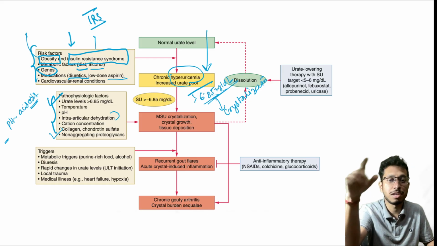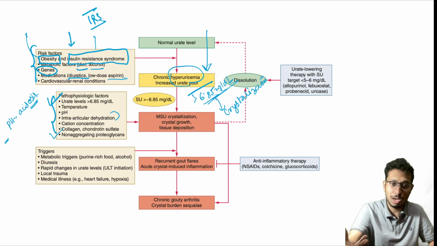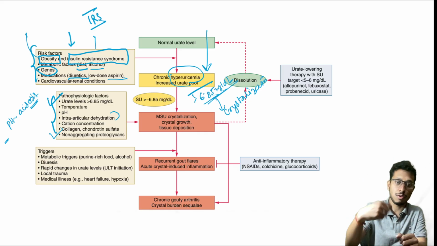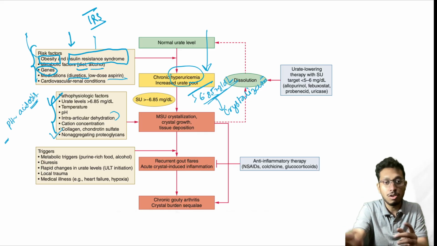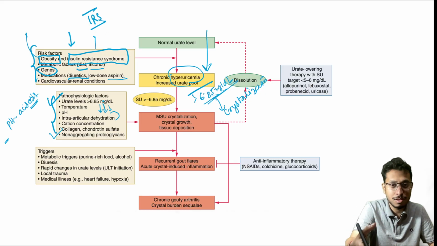Imagine in a cup you are giving 5 to 6 spoons of sugar, right? The sugar will crystallize and deposit in the lower part of the cup only when you are giving an excessive amount of sugar or you are taking out the water. So when there is dehydration in the joint space, the amount of crystal present gets deposited, resulting in a gout flare.